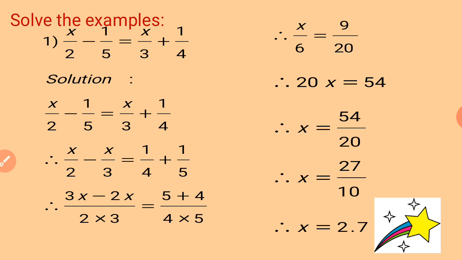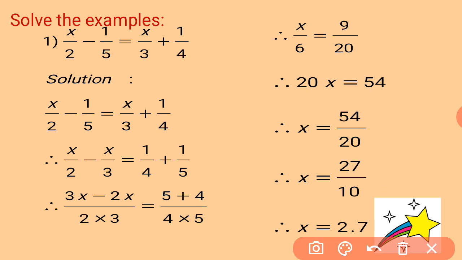Now the first question, it is just solve the example. Here the example is x by 2 minus 1 by 5 equal to x by 3 plus 1 by 4. The first step that you are going to do is you are going to take all the terms having the variables on one side of the equal to sign and all the constants on the other side.